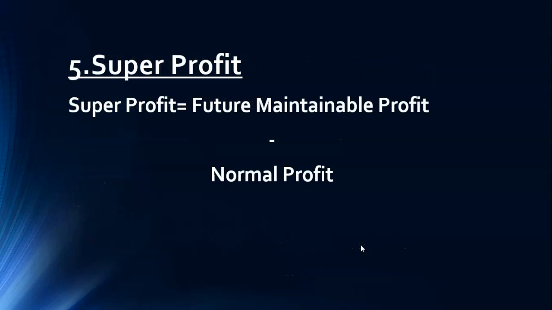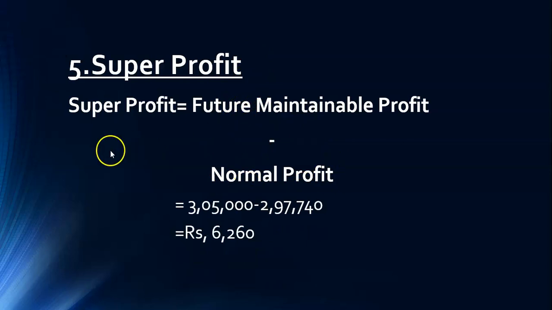Next one is super profit. So you have calculated the future maintainable profit which the company is earning. You have calculated the normal profit. The difference between these two will be super profit. 3,05,000 minus 2,97,740 is the super profit. In case you are going to capitalize super profit, you will calculate till here, right?